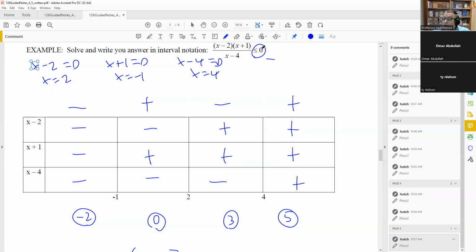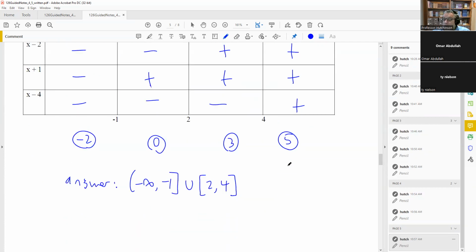So even though I have a less than or equal to here, which would indicate that I would be using brackets for everything, the only time this is an exception is if there's a number that causes division by 0. You don't want to include that. So in fact, for the correct answer, you need to have a parenthesis on the 4. Okay, so now it's correct.